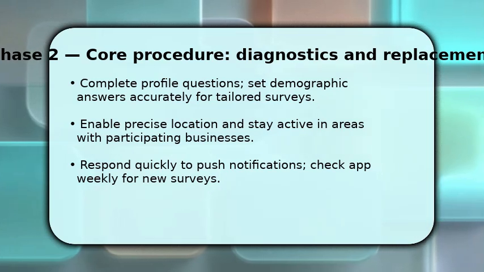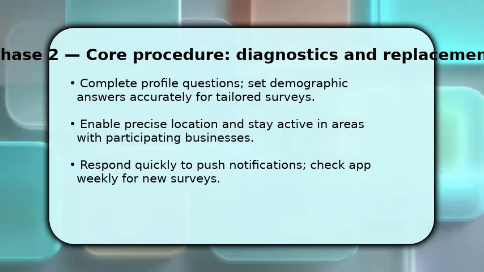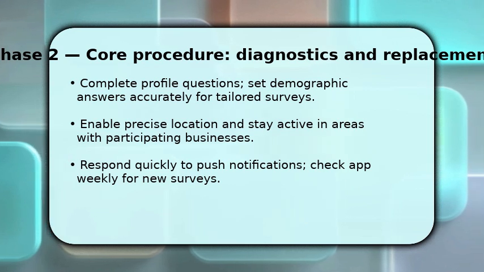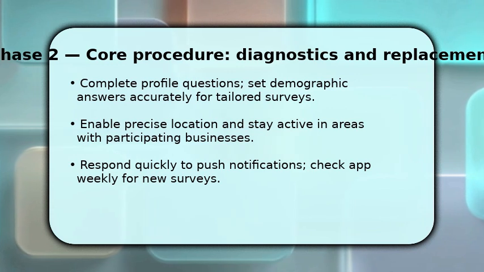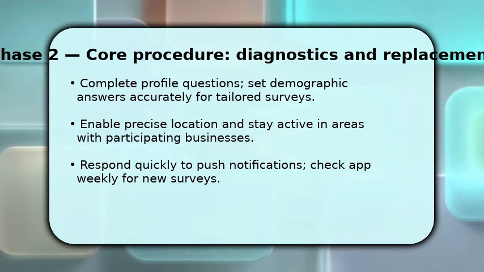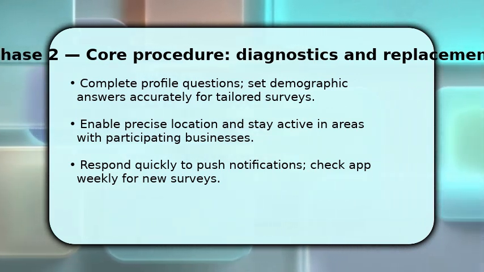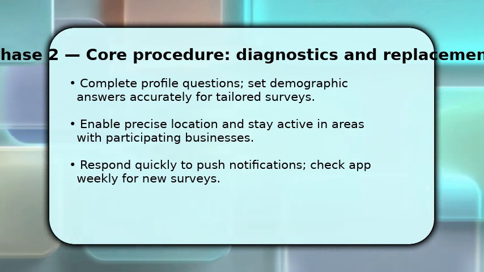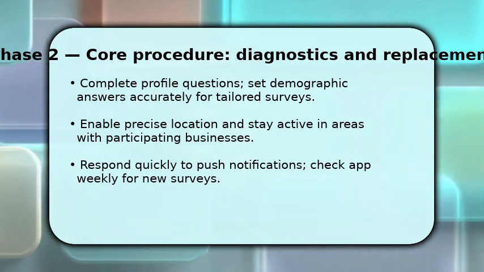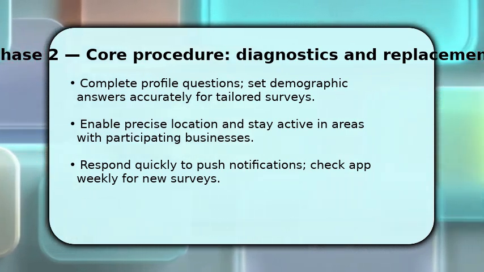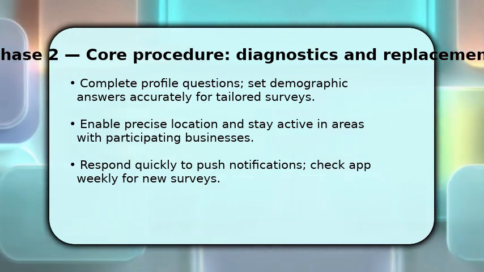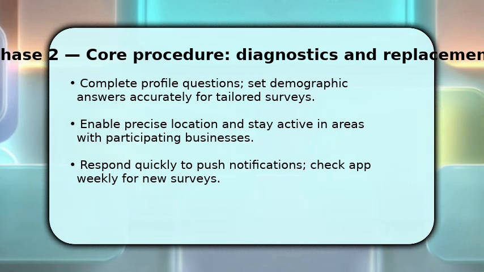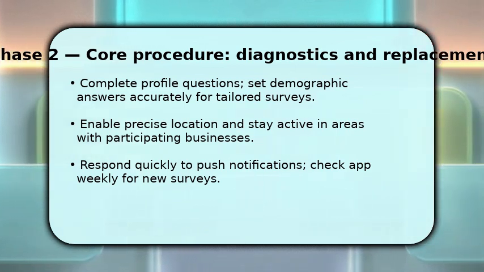Now optimize settings so you actually receive and complete surveys. Fill out the in-app profile honestly. The app uses demographics to match surveys, and accurate answers increase frequency over time. Once done, make sure location accuracy is set to high. Many surveys trigger when you visit stores, so the system can validate trips. Also, keep notifications on and check the app frequently. Surveys can expire fast, and quick responses boost acceptance and reward rate.